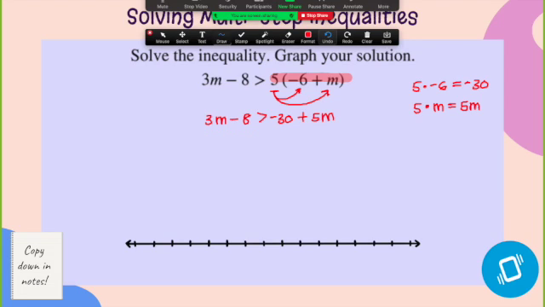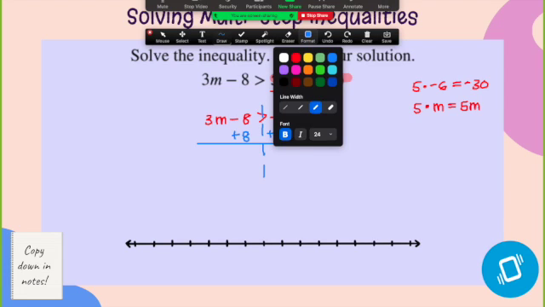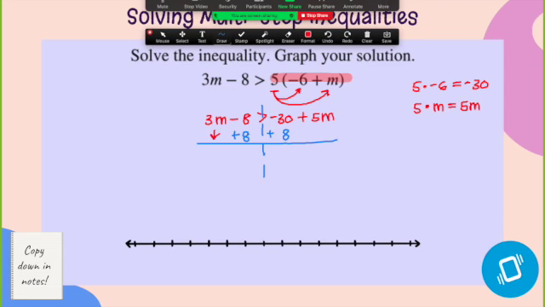So the next step to do is to either add or subtract. I can add 8 over here and move the 8 to one side. So if I do that, whatever I do to one side, I gotta do to the other. When I add 8, I drop down that 3m, and I'm left with 3m being greater than negative 30 plus 8. That gives me negative 22. And then I can drop down the 5m.